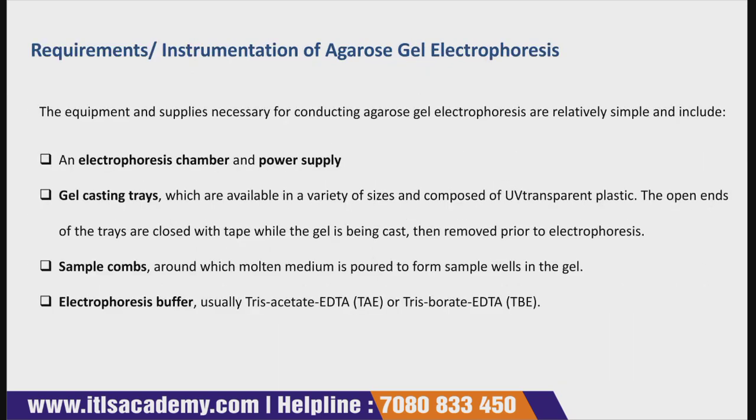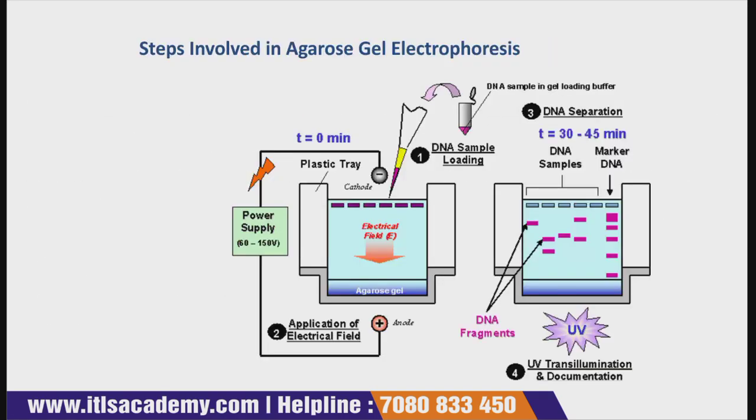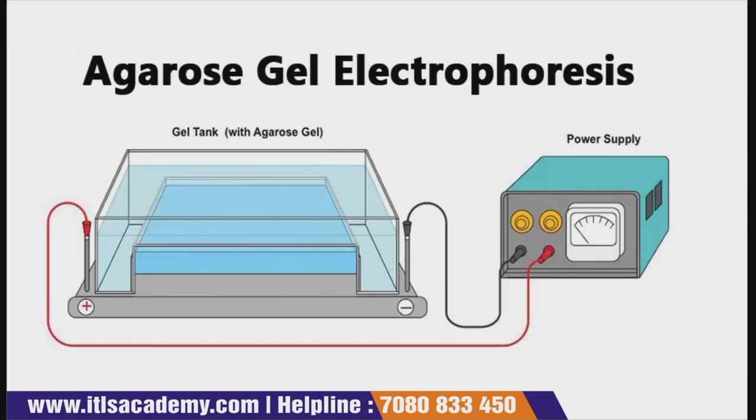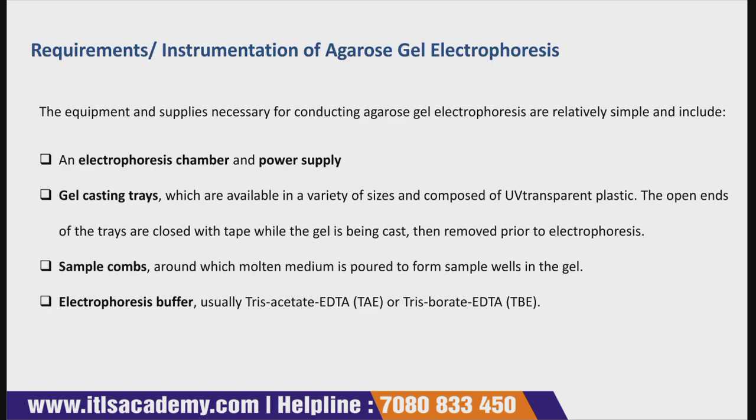Now comes the requirements, or the instrumentation, of agarose gel electrophoresis. What are the equipment and requirements? The equipment and supplies necessary for conducting agarose gel electrophoresis are relatively simple and include an electrophoresis chamber and a power supply. As you can see in this diagram, they need a chamber and a power supply.